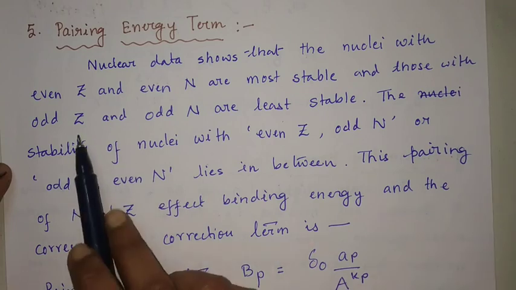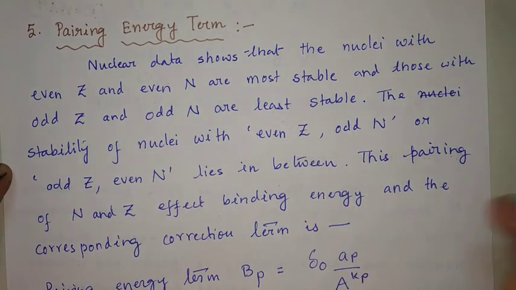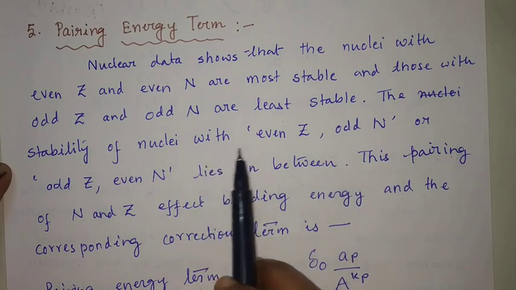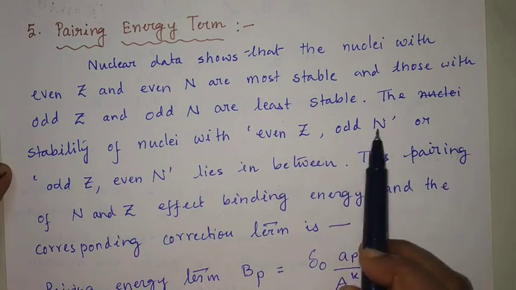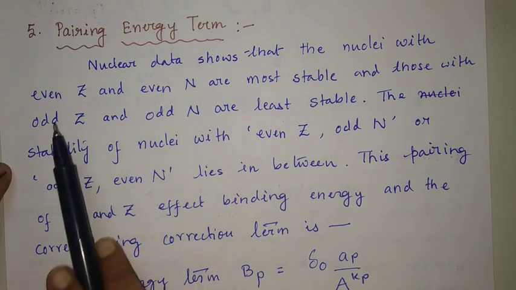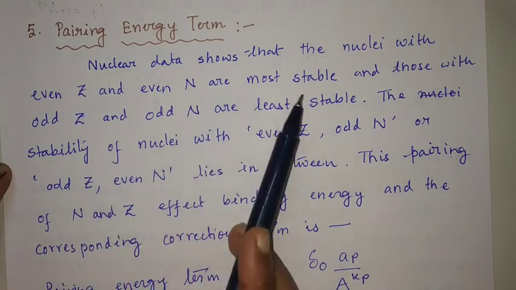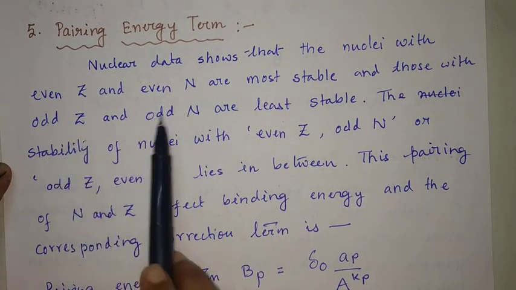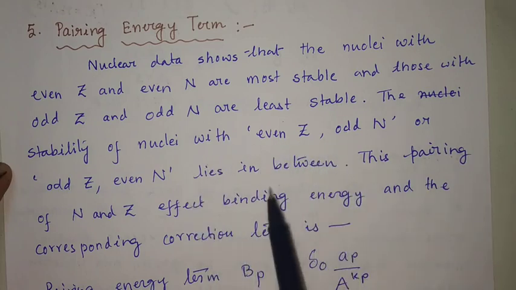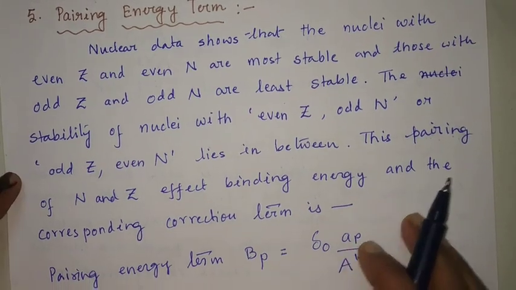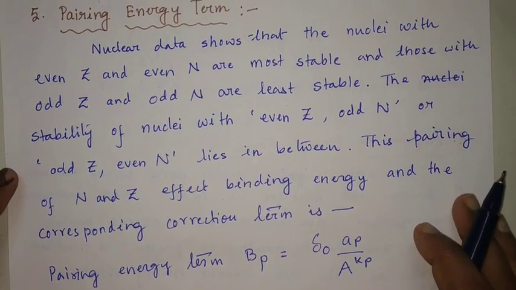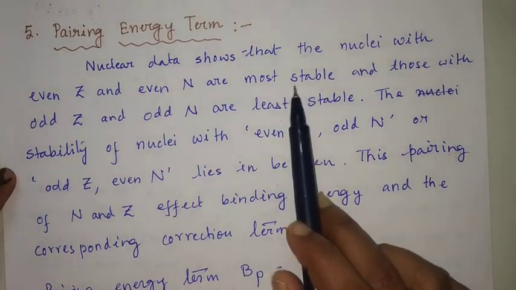And those with odd proton and odd neutron are the least stable. The stability of the nuclei with even proton and odd neutron, or odd proton and even neutron, lies in between. So even proton and even neutron are the most stable, odd proton and odd neutron is the least stable, and one even, another odd, lies in between. So this pairing of neutron and proton affects binding energy. Naturally those that are most stable have greater binding energy.